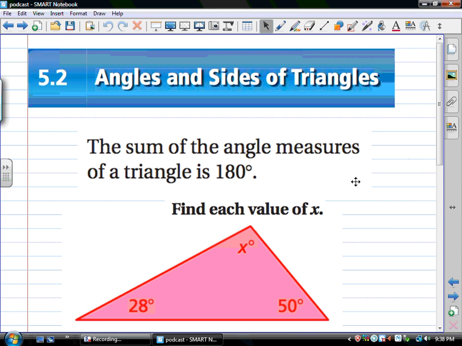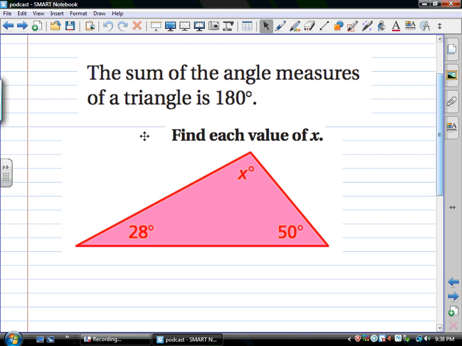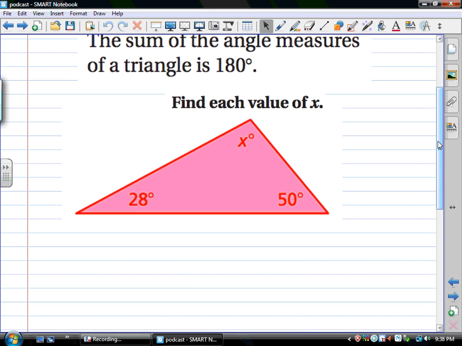Today's podcast is on lesson 5.2, angles and sides of triangles. Remember that every triangle adds up to 180 degrees. Or you can say the sum, meaning add. When you add up all the angles in a triangle, all the angles in a triangle have to add up to 180 degrees. I'll show you two different strategies to find the missing angle or x in the problem. You pick the strategy that's easiest for you.